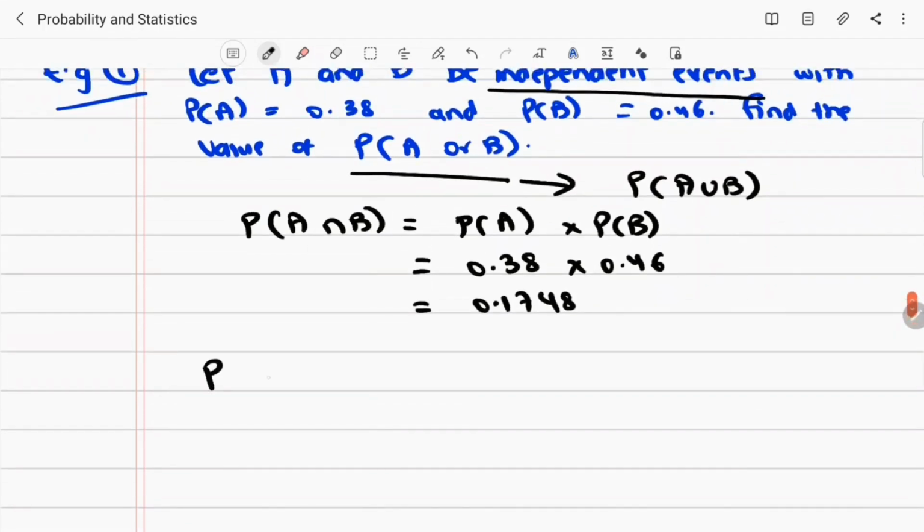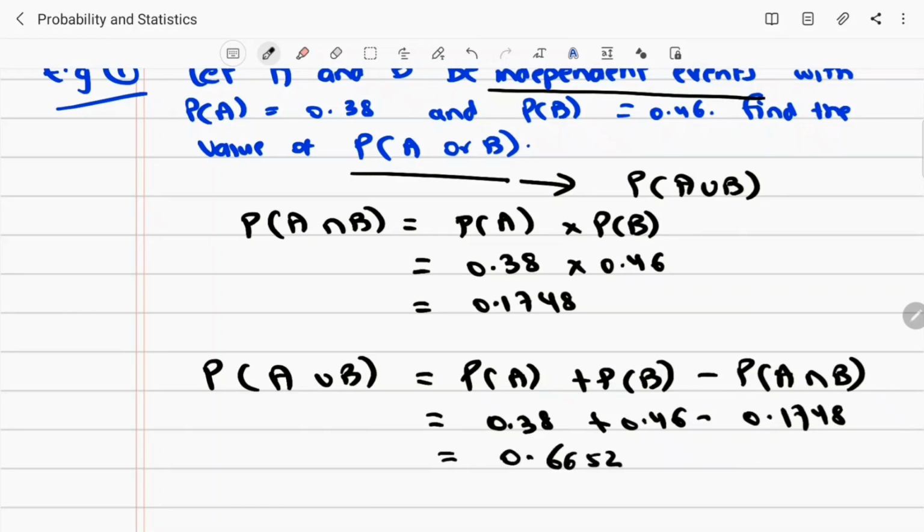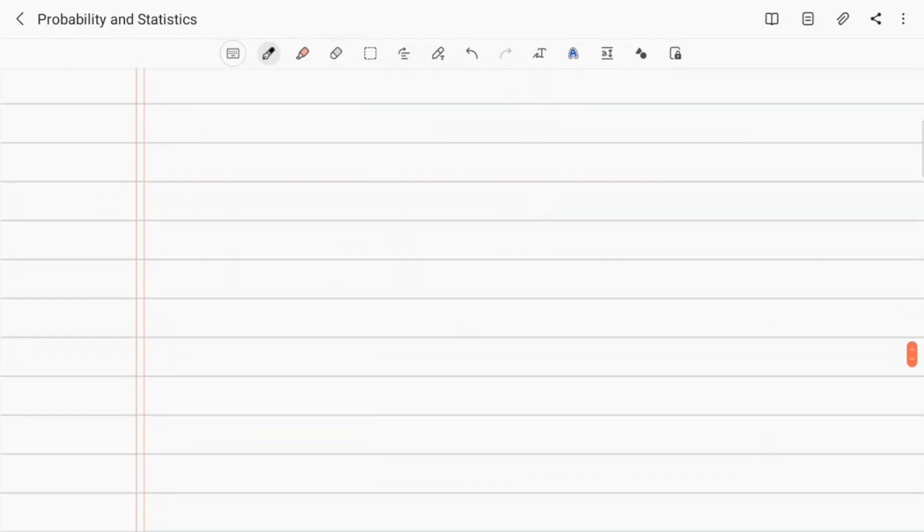Now, our question is, what is A union B? So we are going to apply the formula that we learned above. The probability of A is 0.38 plus B, which is 0.46, minus the intersection that we just calculated based on A and B being independent events, and we get a value of 0.6652. So that's how we solve it. This is going to give us the probability of A or B happening.